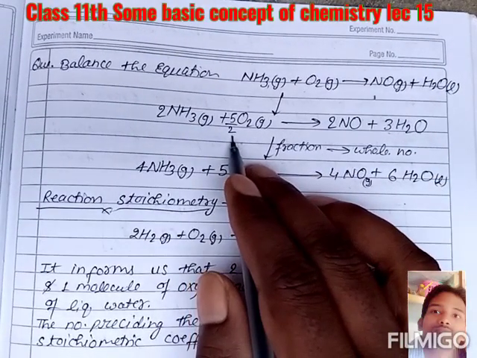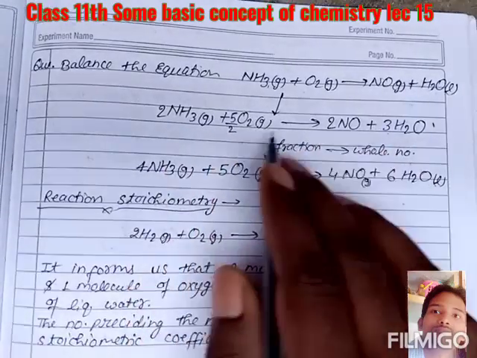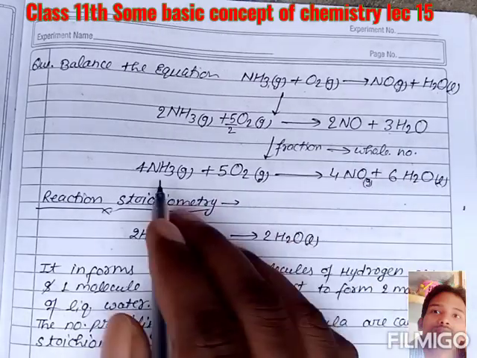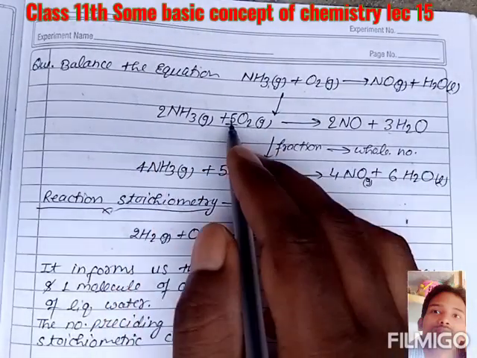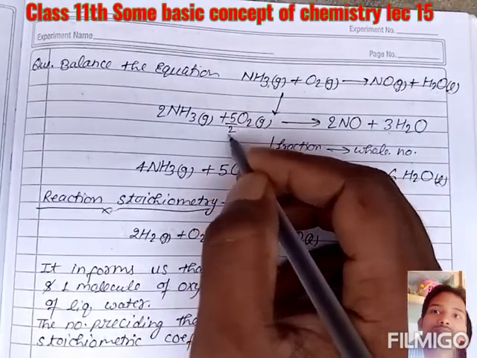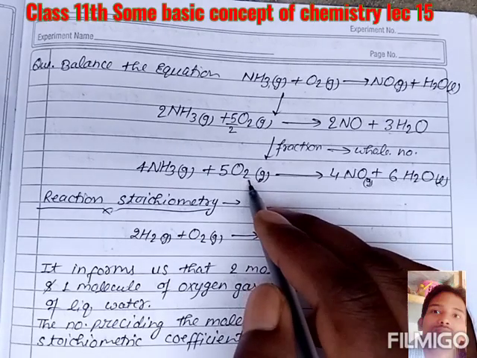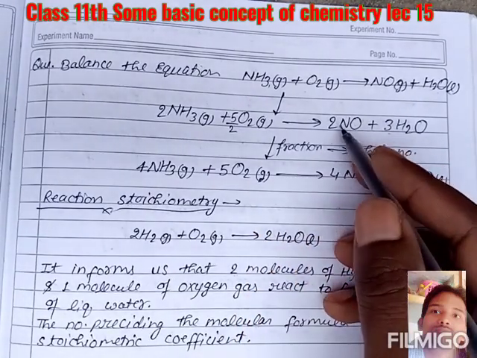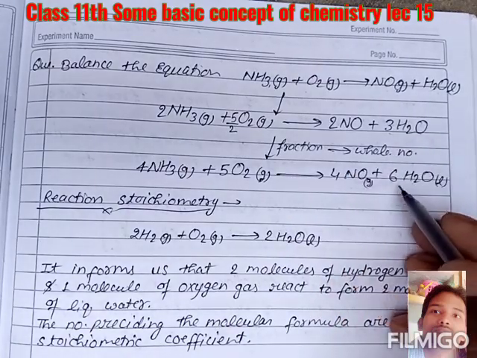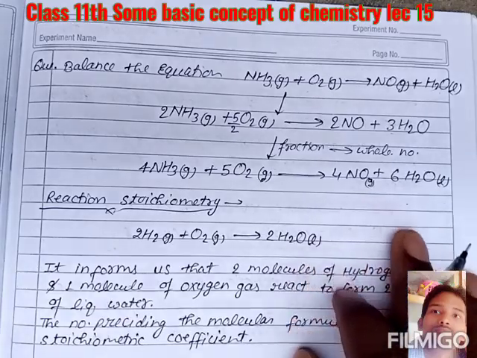But you want to remove the fractions, so what will you do? You multiply by 2 on both the left and right sides, converting the fractions into whole numbers. So 4 ammonia, 2 times 2 is 4 NO, and 5 times 2 is 10 oxygens. Means 5 by 2 multiplied by 2, the 2s cancel, giving 5 O2, and 5 times 2 is 10 oxygens here. On the right side, 2 times 2 is 4 NO, and 3 times 2 is 6 H2O. You can look here, every atom is balanced.